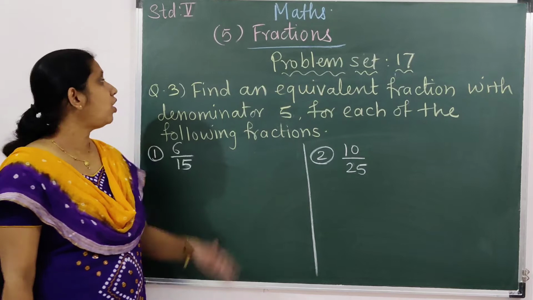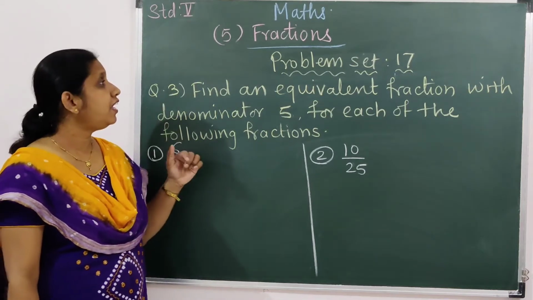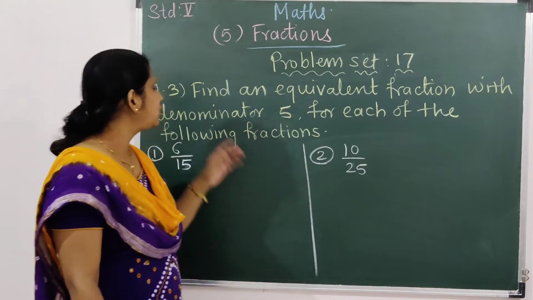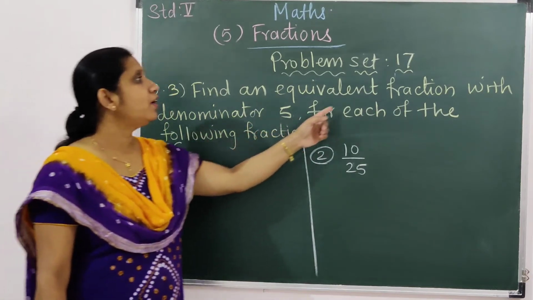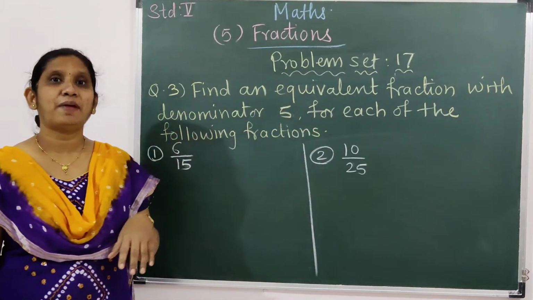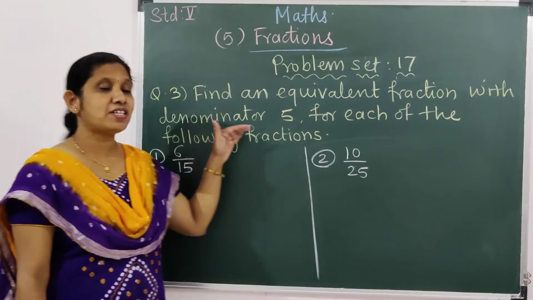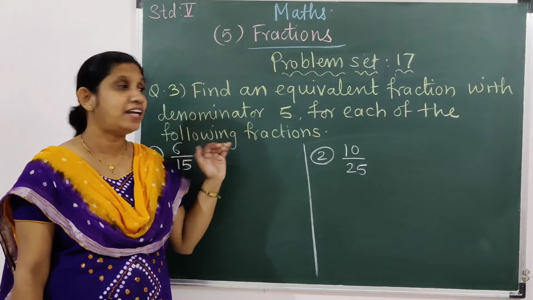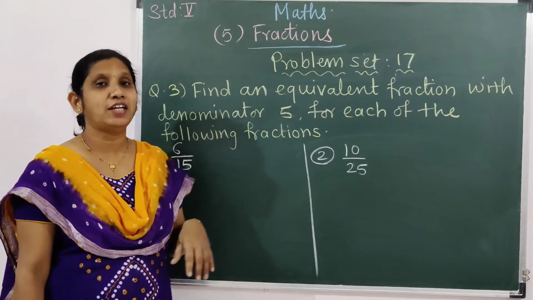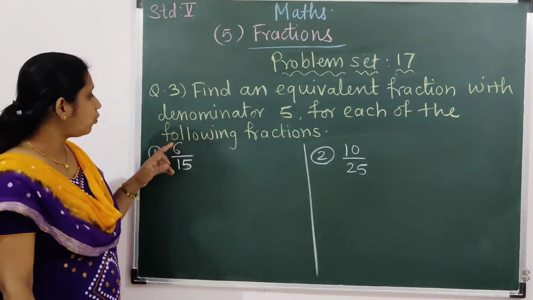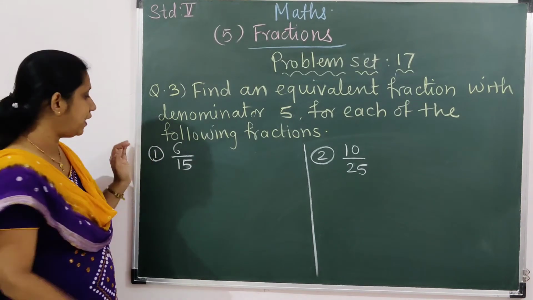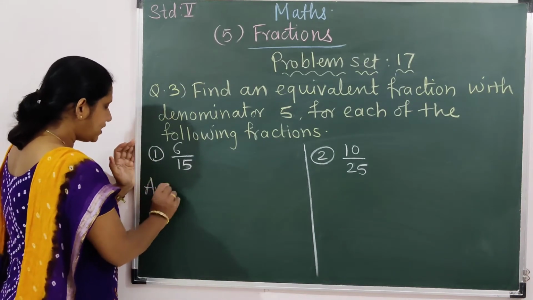Students, let us solve question number 3. See what is given in the question. Find an equivalent fraction with denominator 5 for each of the following fractions. In the previous question, we obtained every sum with denominator 18. Now we have to obtain denominator 5. So what is the first example given? 6 upon 15. So let us write the answer.